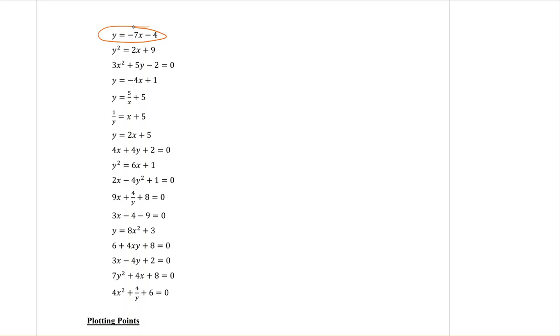Well, if it's a fraction, is it still a straight line? If the x is on the bottom, no. So the next one I've got there has a y squared in it. So is that going to be a straight line? Nope, so cross that one out, not a straight line. What if the y's on the bottom? Yep, can't be a straight line either.